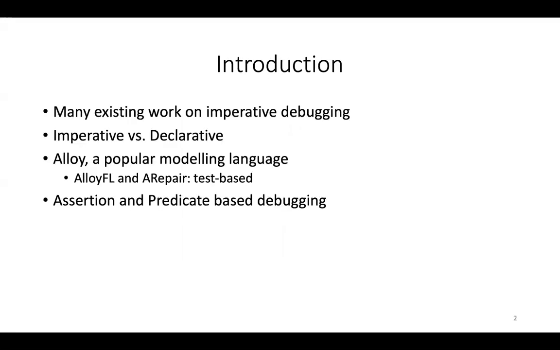There are many existing works for imperative language debugging, for example, for C or Java, but because of the huge gap between imperative and declarative languages, it's hard to directly apply these techniques to declarative languages. Alloy is a very popular declarative language which has been used to model many systems.